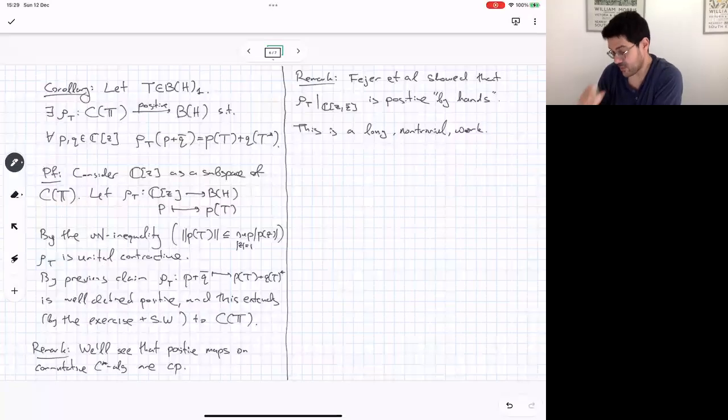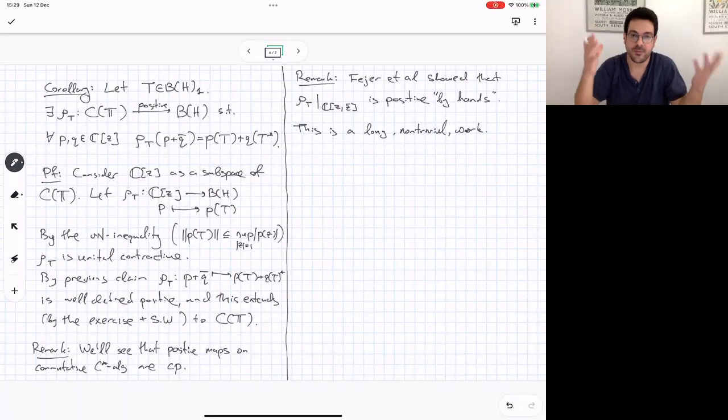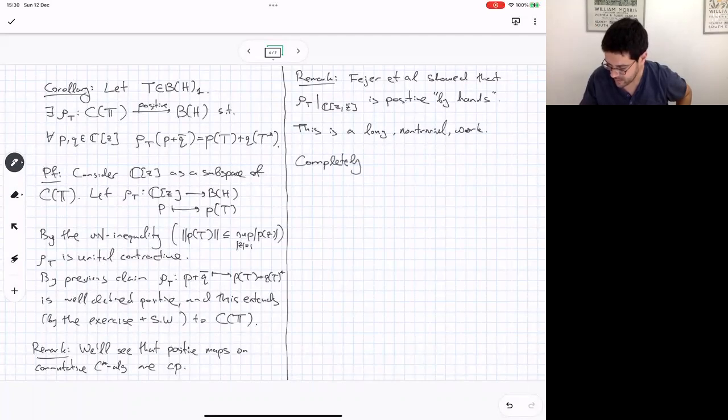Okay, so what are the tools that we used? We used somehow logical things. We didn't get our hands dirty somehow. Okay, which is cool, I think. Okay, so now we move to completely positive maps. We discussed positive maps, and now completely positive maps.